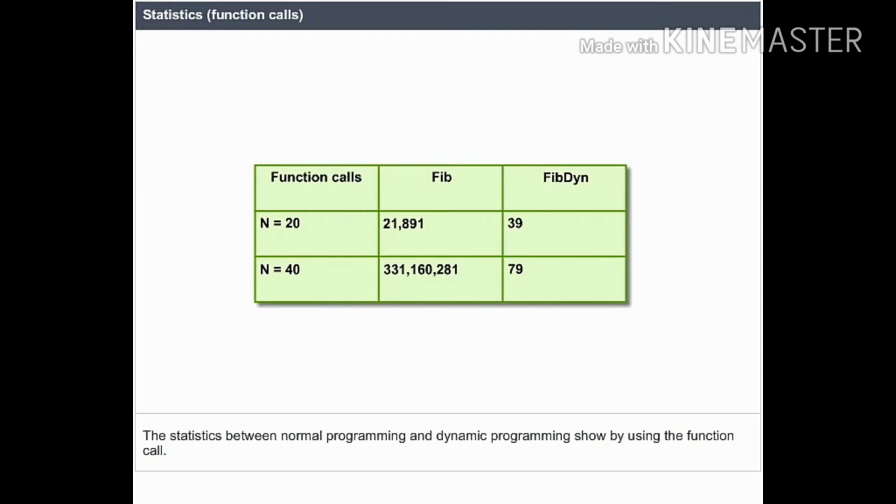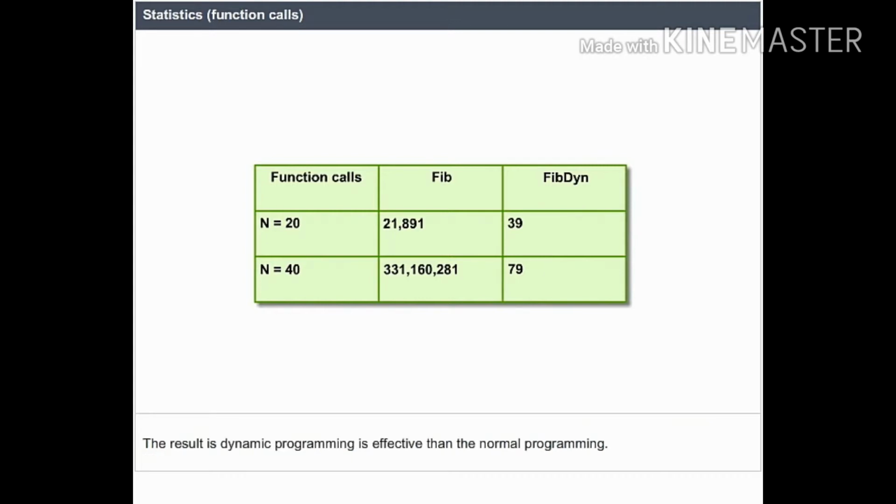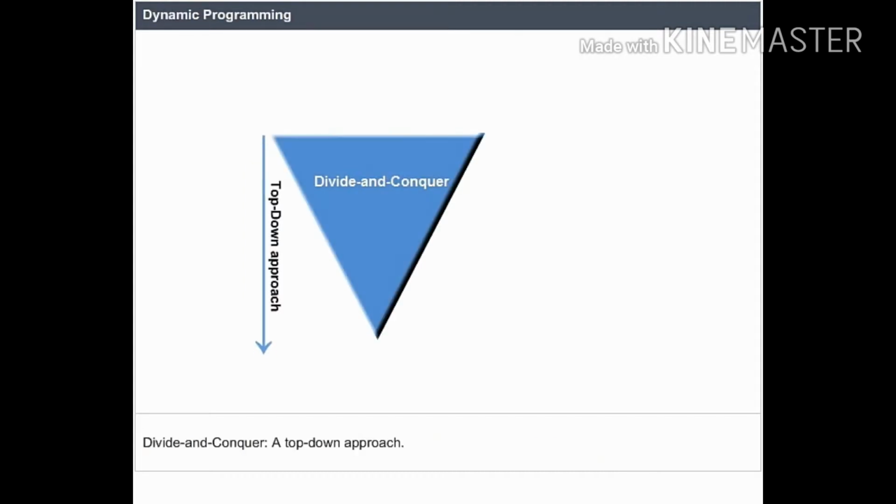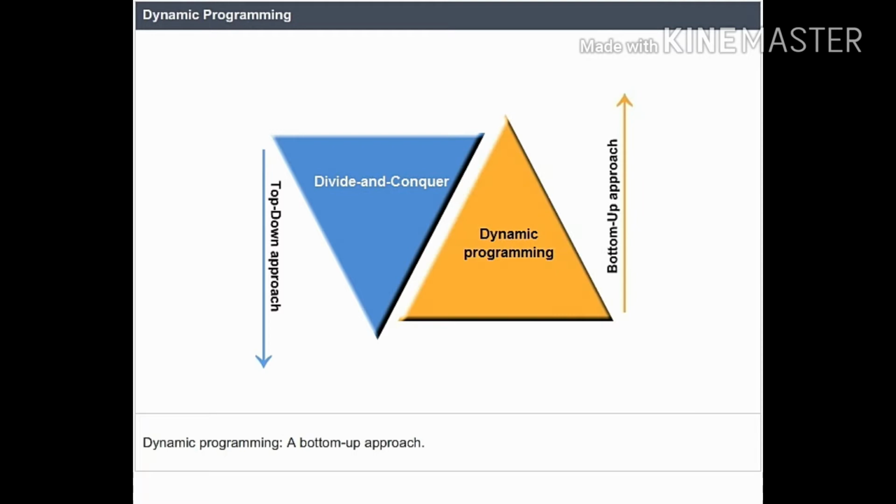Statistics, function calls. The statistics between normal programming and dynamic programming are shown by using the function call. The result is that dynamic programming is more effective than normal programming. Dynamic programming. Divide and conquer, a top-down approach: many smaller instances are computed more than once. Dynamic programming, a bottom-up approach: solutions for smaller instances are stored in a table for later use.